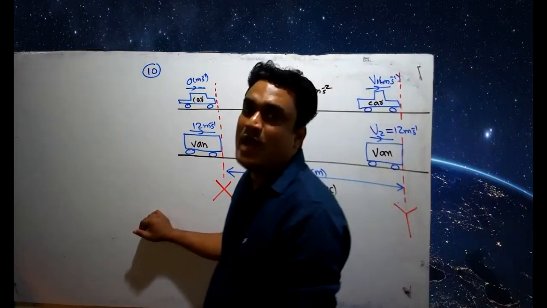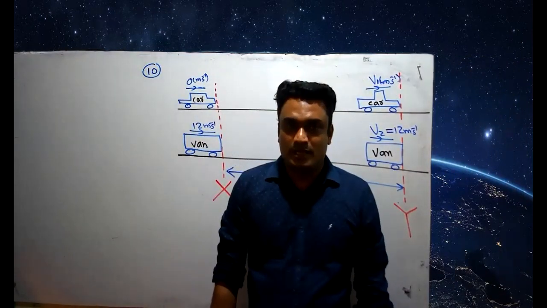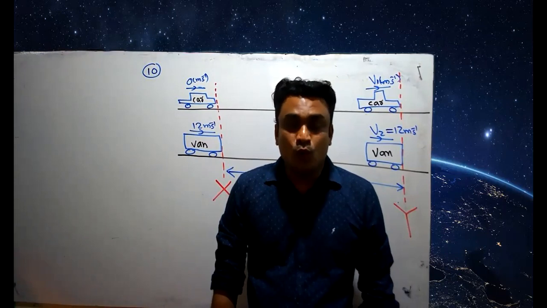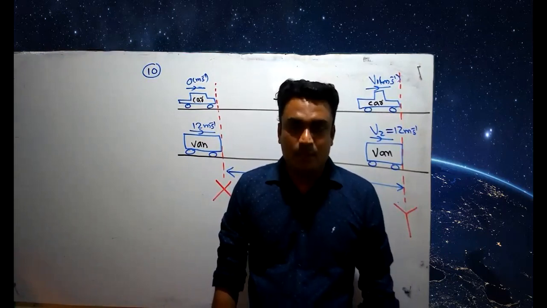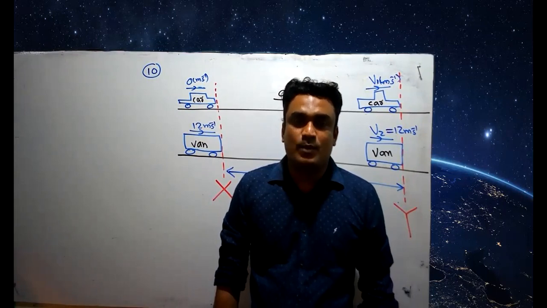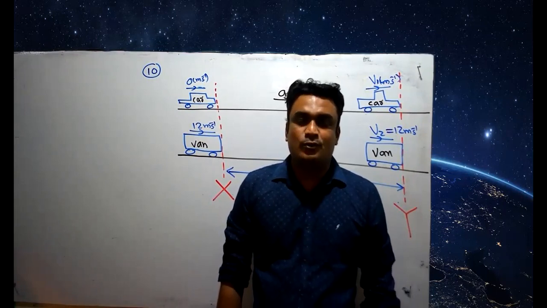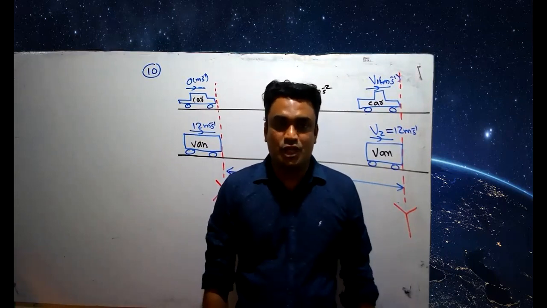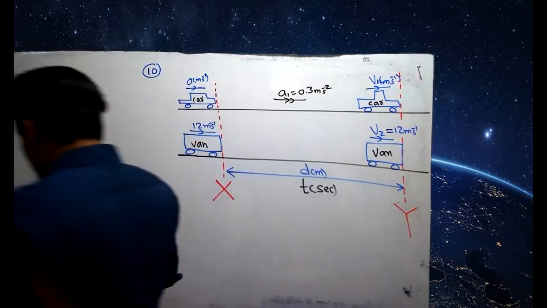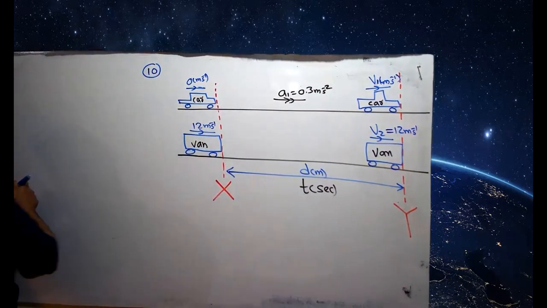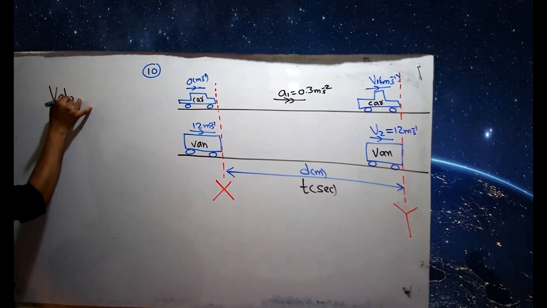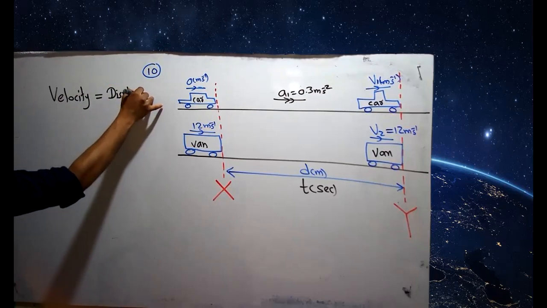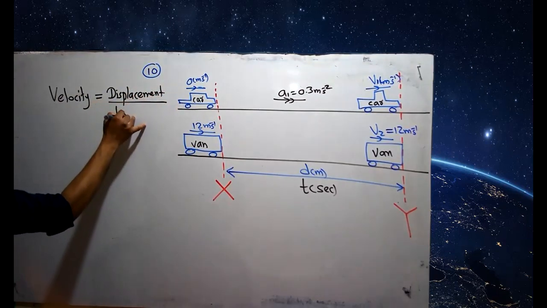So please write, as the van is moving with a constant velocity, the following equation can be applied. Look at what we can apply the equation. Velocity equals displacement divided by time taken.